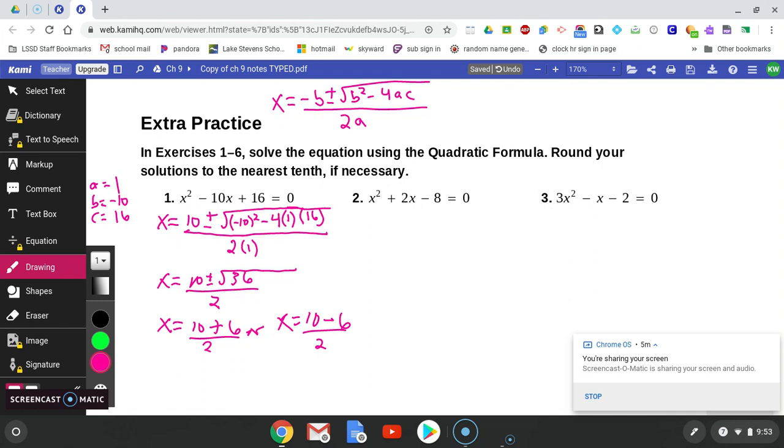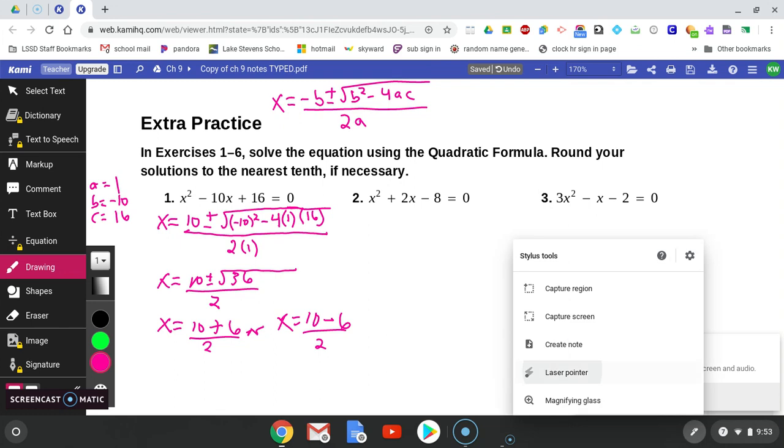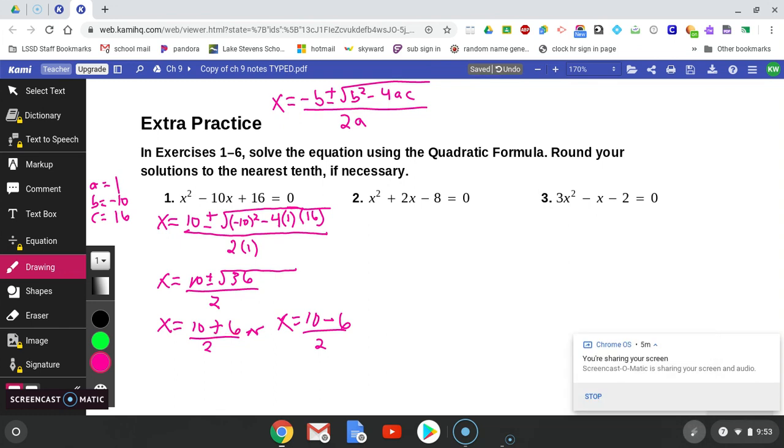Well, because we just learned in the last section, the square root of 36 is actually both 6 and negative 6. So 6 and negative 6. We have 2 equations. We'll get 2 answers because we had 2 possibilities for that square root answer. So it's all coming full circle. So now I just simplify it.